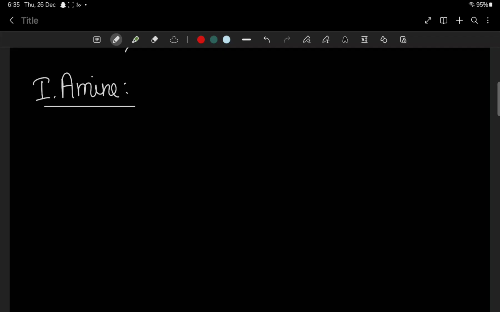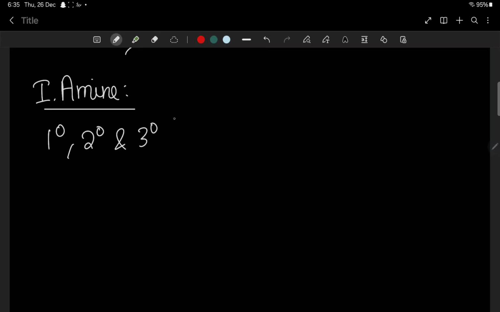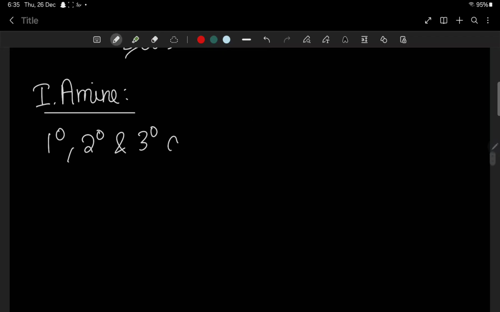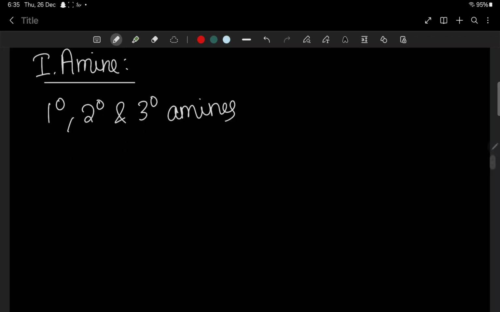Before going more into amine, we'll just understand what are primary, secondary and tertiary amines. This is the most basic thing of the chapter on amines. What are primary, secondary and tertiary? Primary, secondary and tertiary amines.